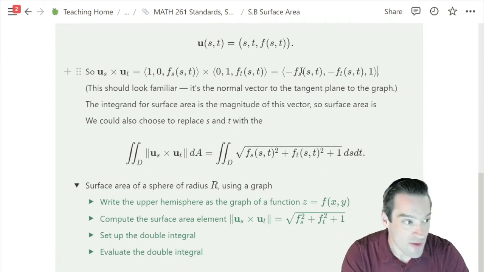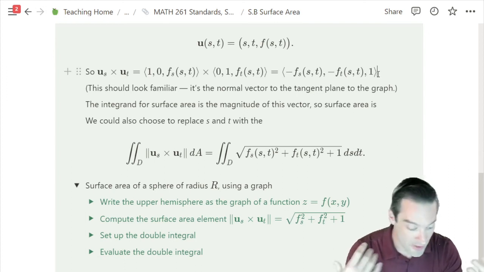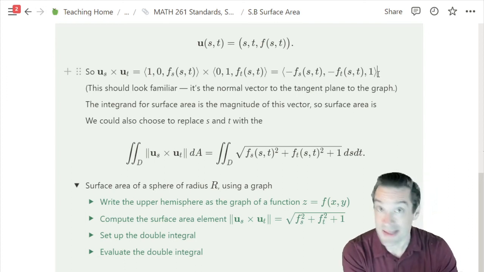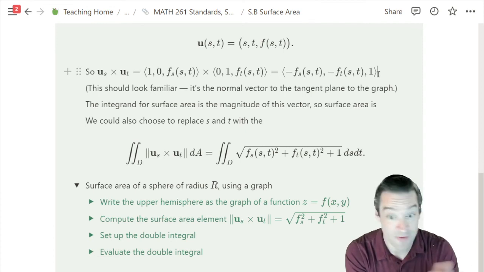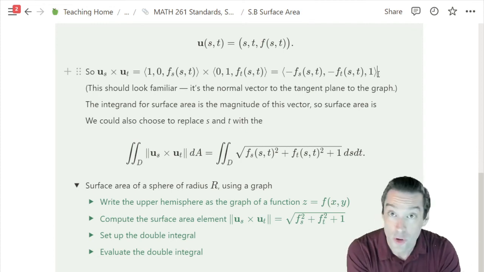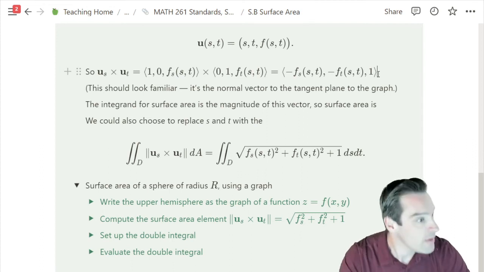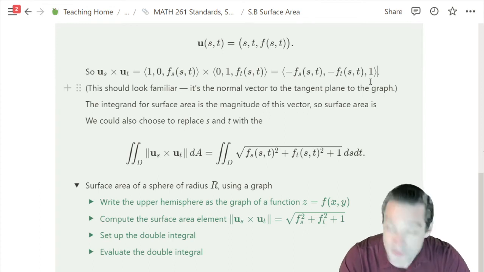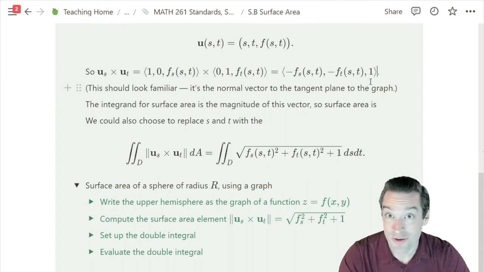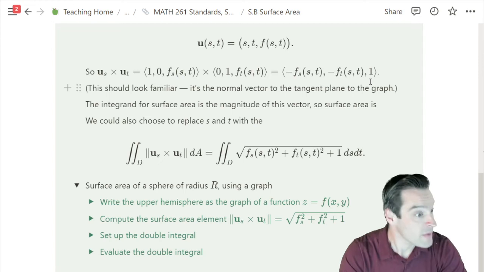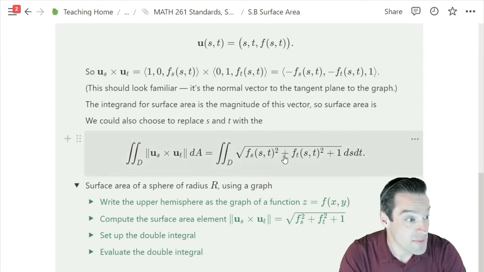We've actually seen this vector before. This was the vector that we saw back when we were finding equations for tangent planes to surfaces, which are the graph of a function. This is exactly a normal vector to the tangent plane of the graph of f. And so to find surface area from that, we just need to take that normal vector and find its magnitude, which gives us the square root of the sums of squares.